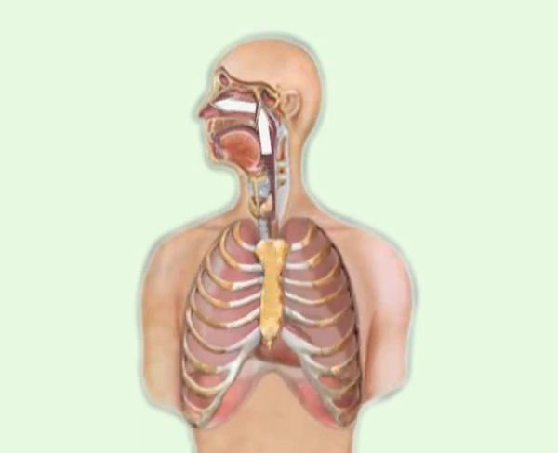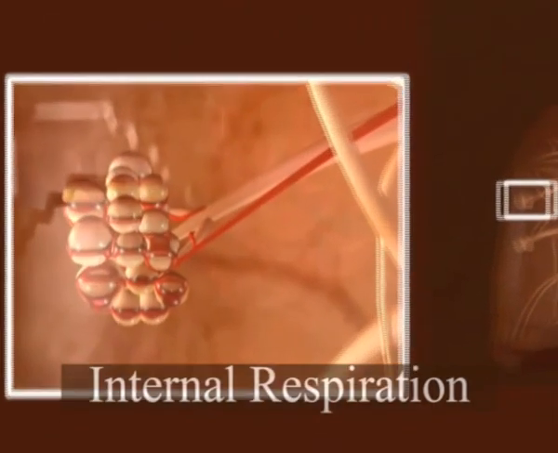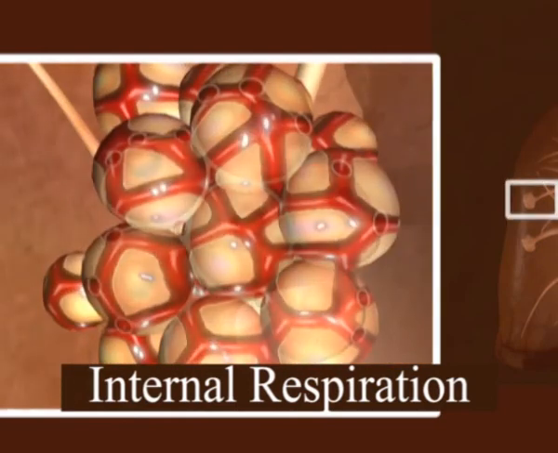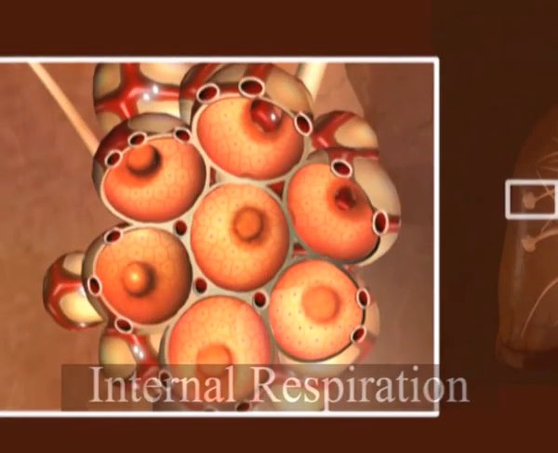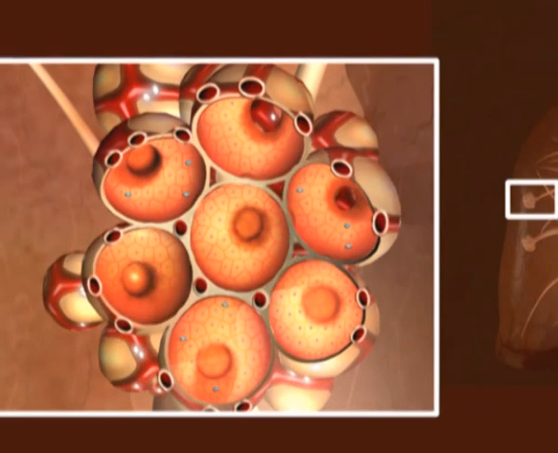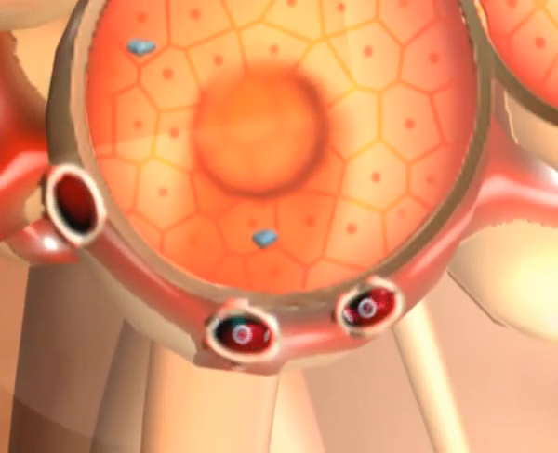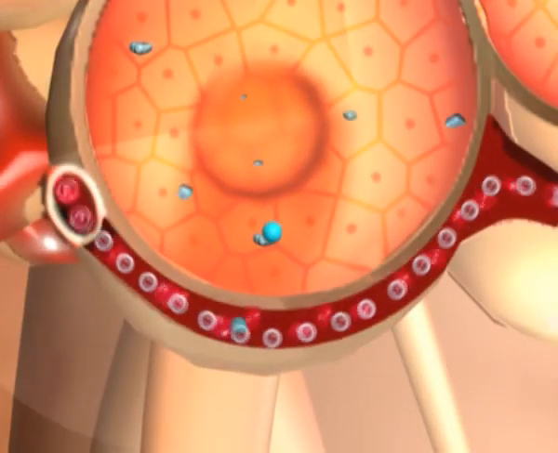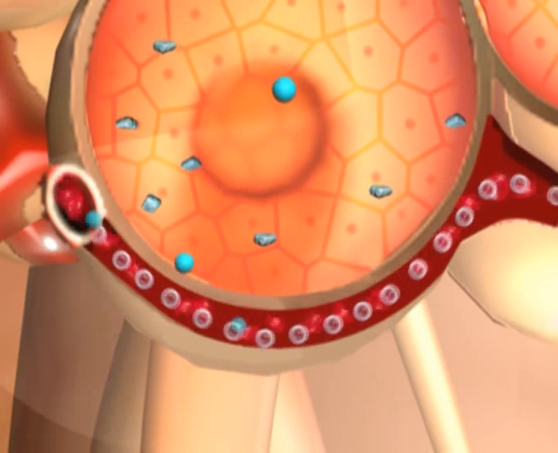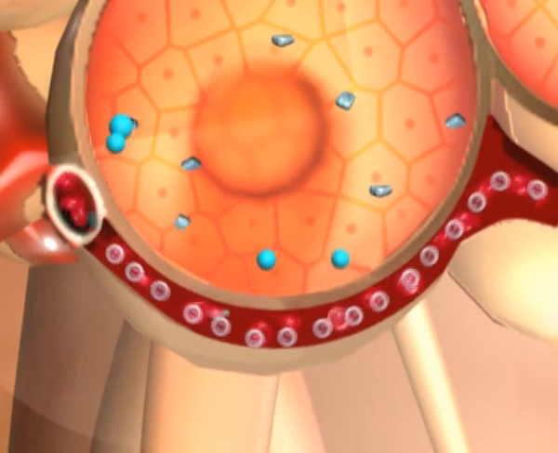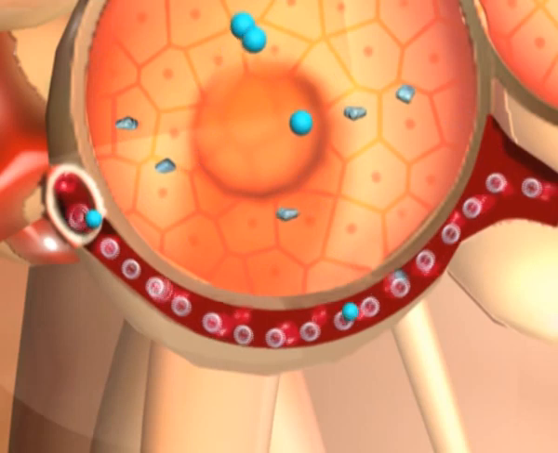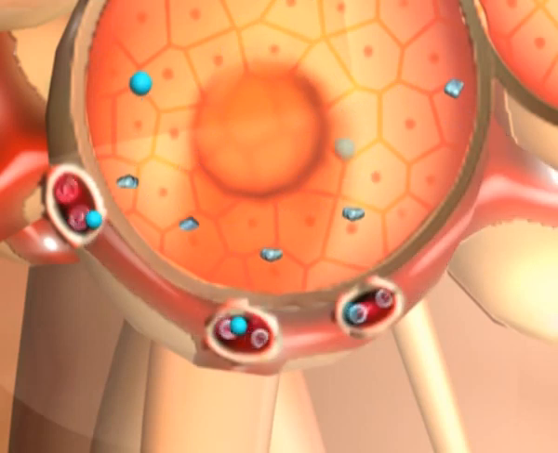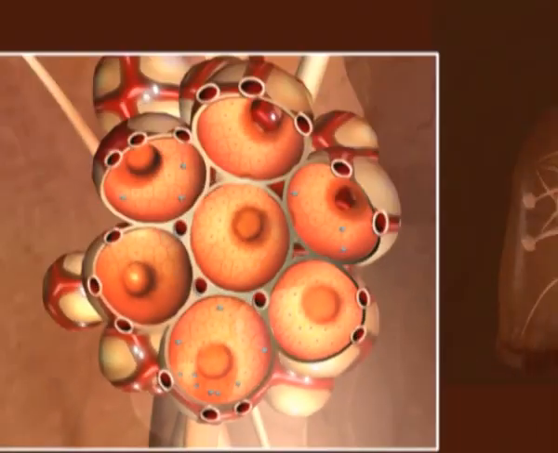Next stage of respiration is internal respiration. The exchange of gases between the body spaces or fluids and the cells is called internal respiration or tissue respiration. The area over which this exchange takes place is called the respiratory surface.